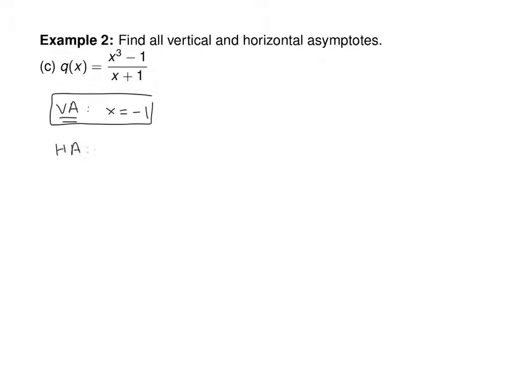Okay, then for the HA, you look at x cubed over x. That's just x squared, right? When you plug in big x's, does this approach a specific number? What happens to it? It gets big. Does that make sense? So when you plug in big x's, this expression gets big. That means there is no horizontal asymptote.